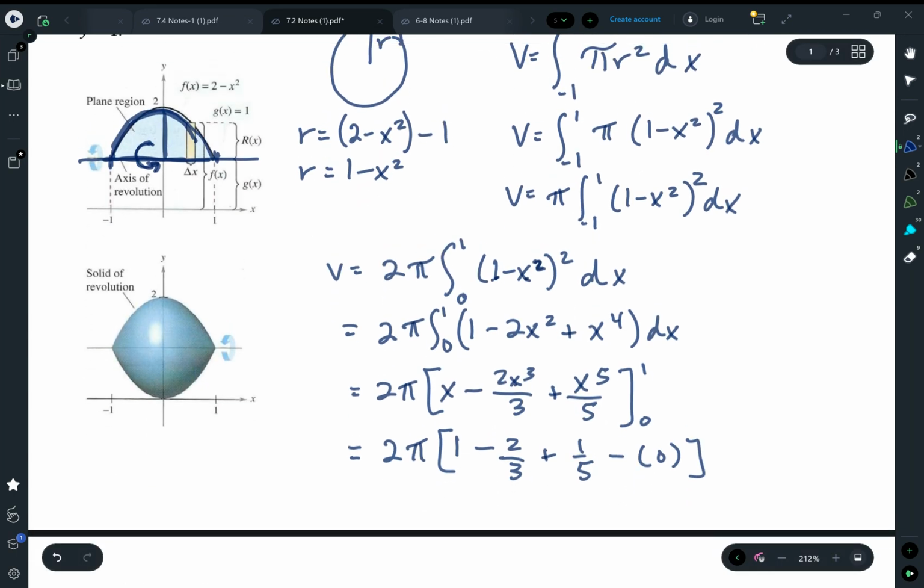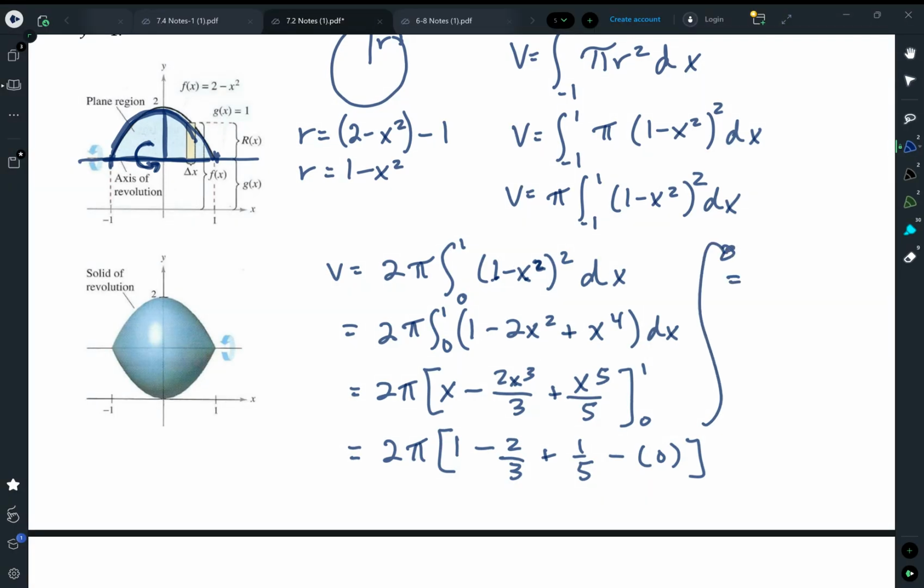So let's go ahead and get common denominators here. I think I'm going to go over this way because I'm running out of a little bit of space. So 2 pi times, let's go 15ths. So I'll have 15/15ths minus 10/15ths plus 3/15. So 2 pi times 15 minus 10 is 5, plus 3 is 8, so times 8/15. So this would be 16 pi over 15, or 16/15 pi.